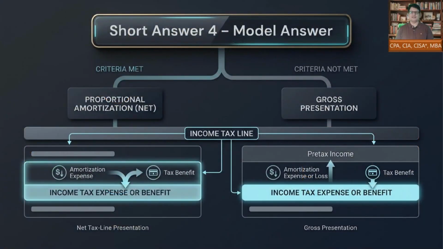The model answer is that when the proportional amortization method is elected and all criteria are met, the investment cost is amortized in proportion to the tax credits and other tax benefits allocated to the investor each period. Both the amortization expense and the related tax benefits are presented within income tax expense or benefit. This creates a net tax line presentation. If the investment does not qualify for proportional amortization, gross presentation applies. Losses appear in pre-tax income and tax benefits appear separately in the income tax line.